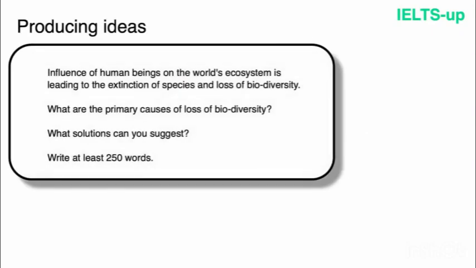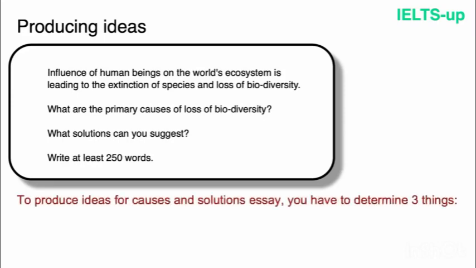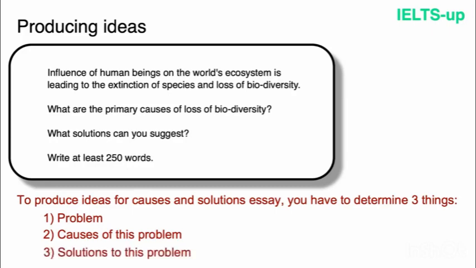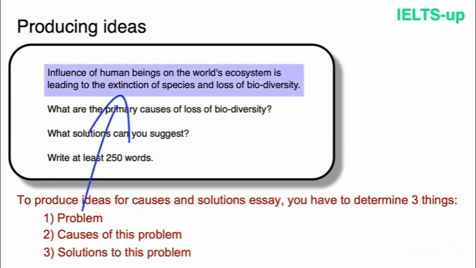So, we're starting to plan our essay by producing ideas. To produce ideas for causes and solutions essay, you have to determine 3 things. First is a problem. Second are causes of this problem. And third are solutions to this problem. The problem is already given in your question card. It's loss of biodiversity. Or in other words, some animals and plants are dying out.